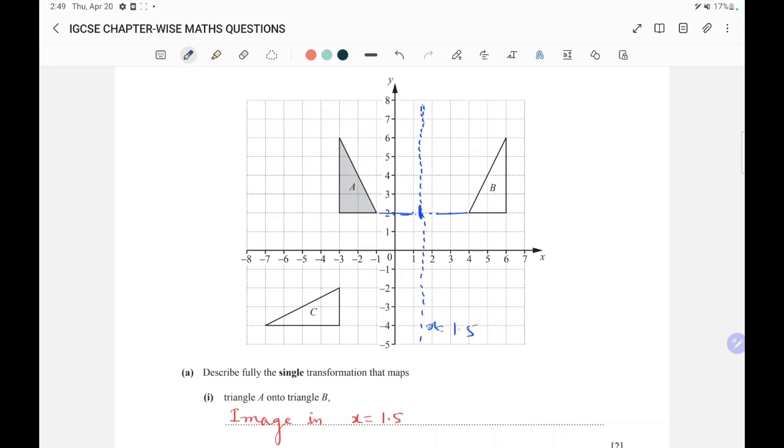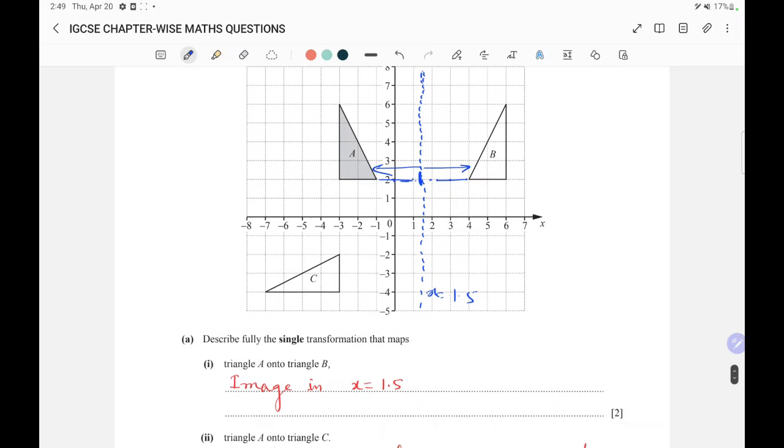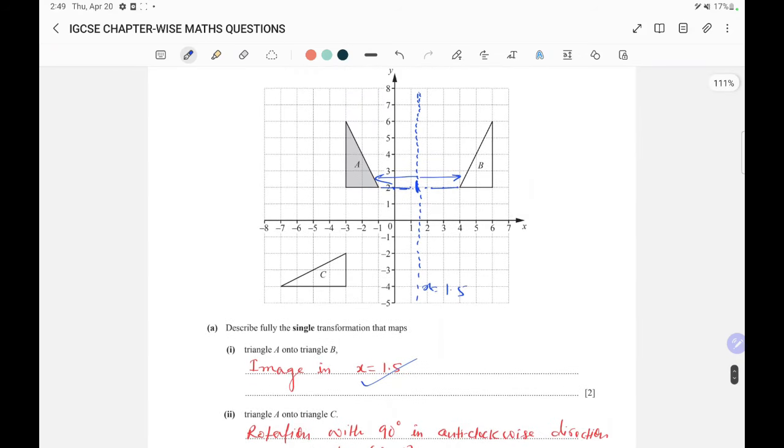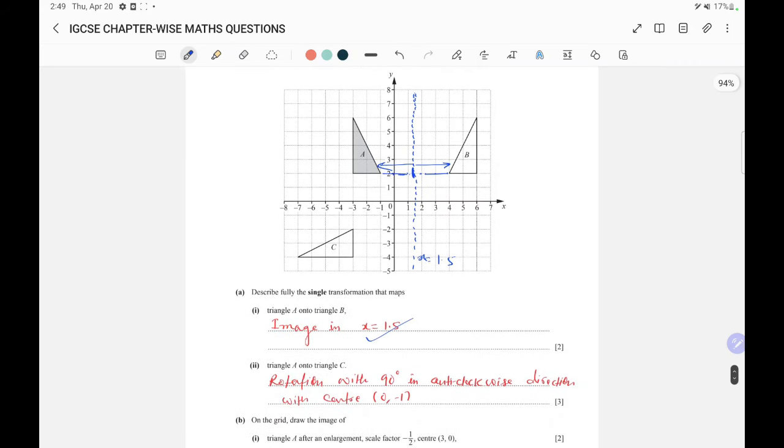X is equal to 1.5. So this is the image with respect to X is equal to 1.5. Okay, triangle A onto triangle C. If you have tracing paper, then it is very easy to draw that. Just keep one tracing paper over here, draw this triangle, and try to find one center over here.